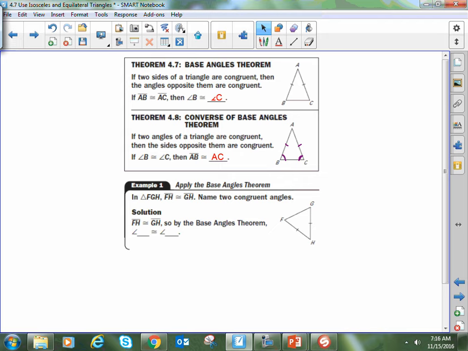So obviously, if it's isosceles, if the two sides are the same, then the base angles would be the same. But conversely, if I say I have two angles in a triangle that are the same, then the sides across from them also have to be the same, making the triangle isosceles.